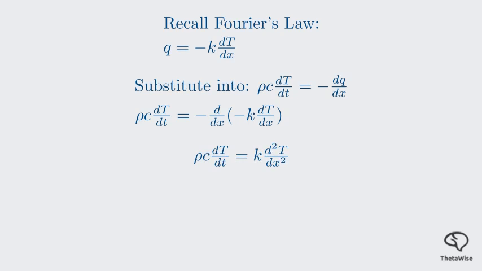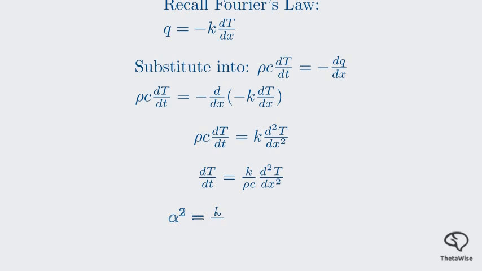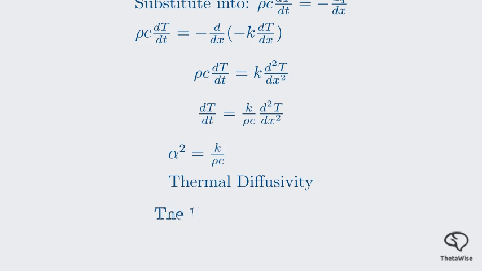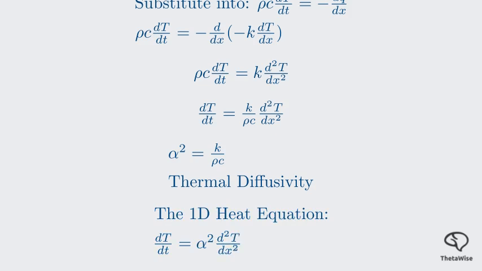Let's rearrange it slightly to a more standard form. We can divide by rho times C to get dT/dt equals K over rho C times the second derivative of T with respect to x. The term K over rho C is so common that it's given its own name. It's called the thermal diffusivity, and it's represented by the Greek letter alpha squared. It tells us how quickly temperature changes diffuse through a material. A high alpha squared means fast diffusion. So the final form of the one-dimensional heat equation is dT/dt equals alpha squared times the second derivative of T with respect to x. This elegant equation describes how temperature evolves in a one-dimensional object.